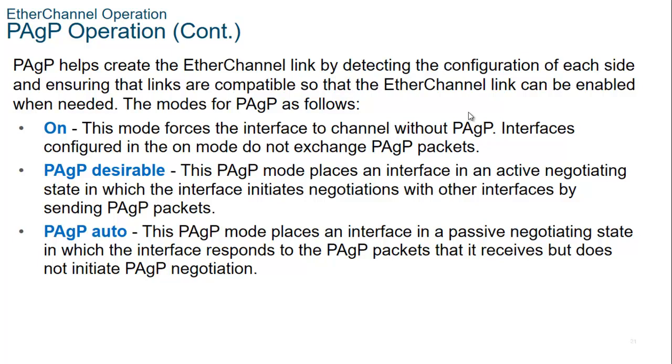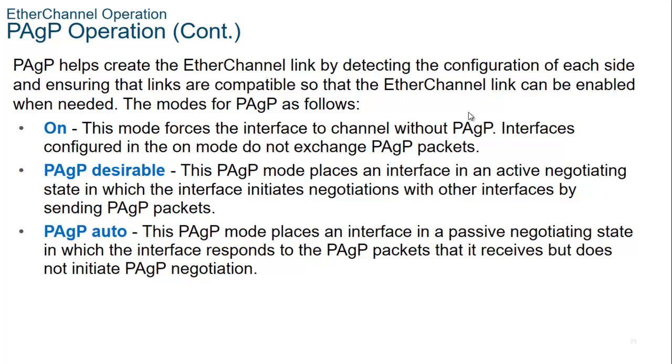PAgP modes include on. This mode forces the interface to channel without PAgP. Interfaces configured in the on mode do not exchange PAgP packets. Then we have PAgP desirable. This mode places an interface in an active negotiating state, in which the interface initiates negotiations with other interfaces by sending PAgP packets. PAgP auto is a mode that places an interface in a passive negotiating state, in which the interface responds to PAgP packets that it receives but does not initiate PAgP negotiation.